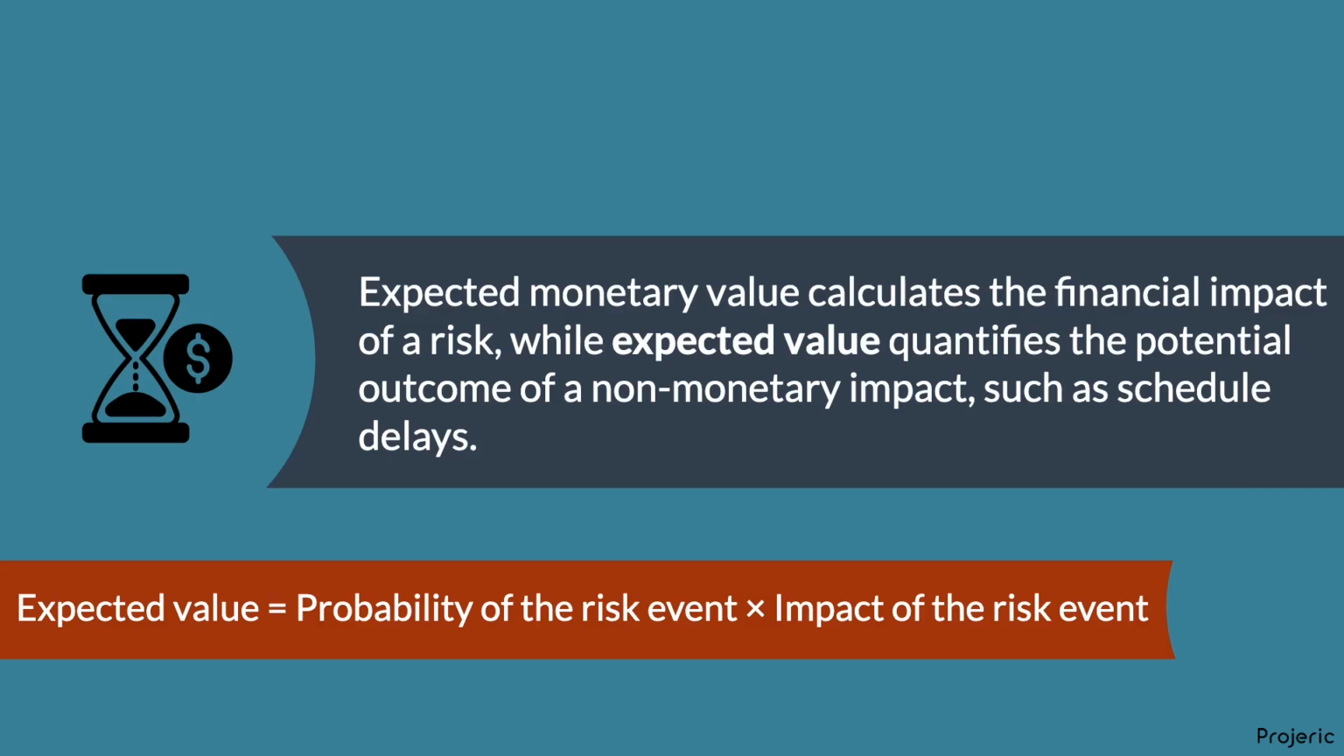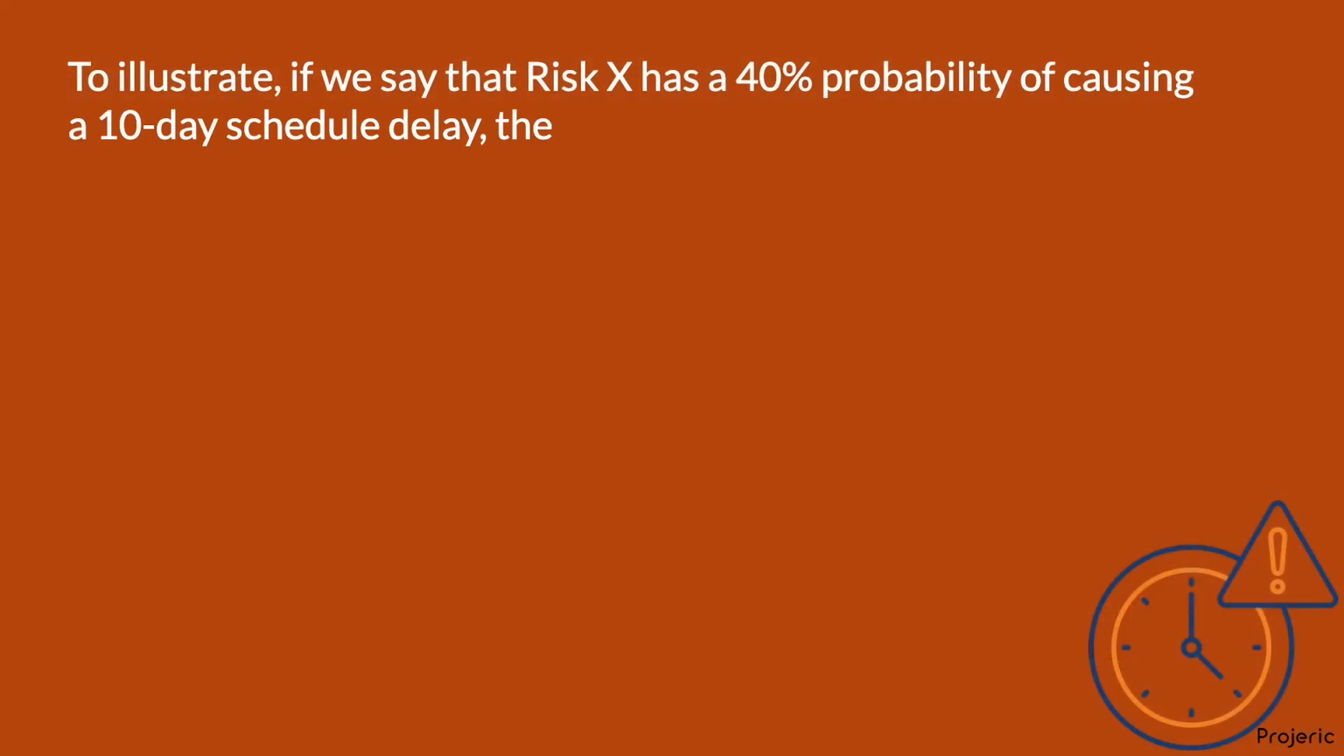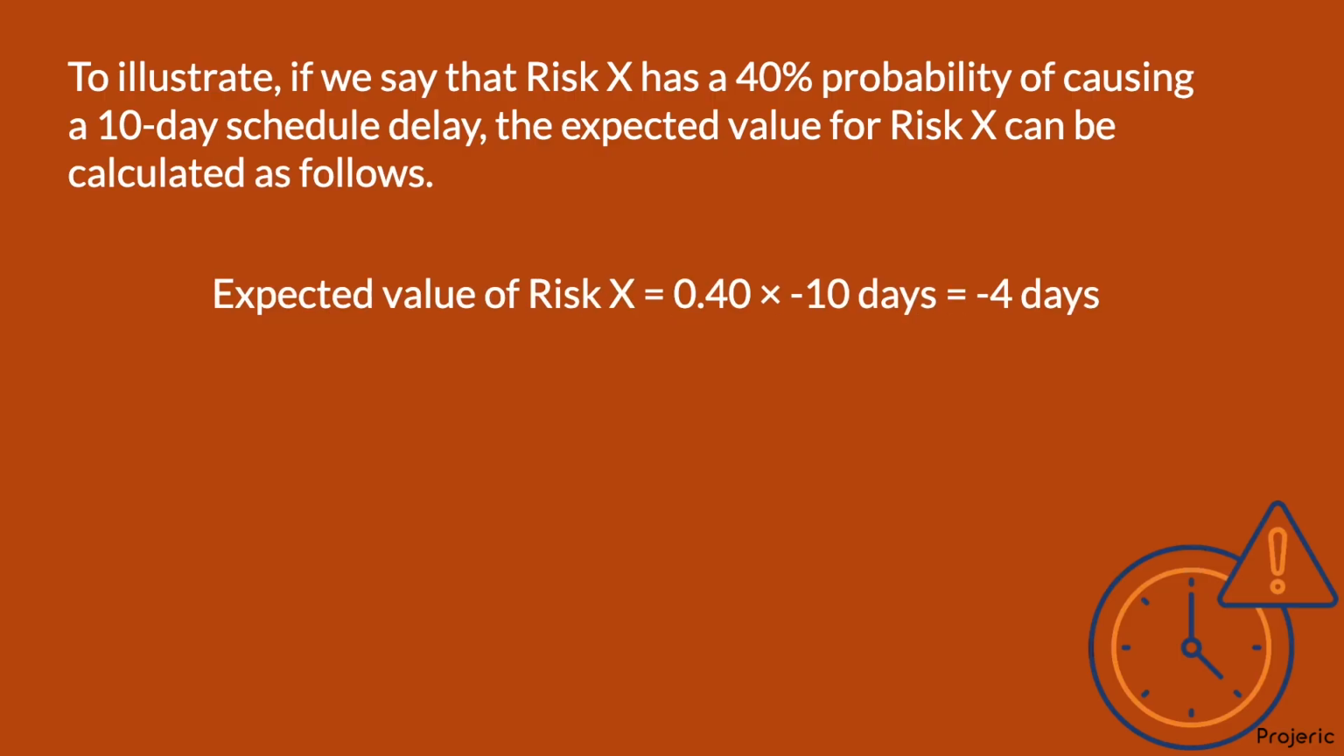Expected value equals the probability of a risk event multiplied by the impact of that risk event. To illustrate, if we say that risk X has a 40% probability of causing a 10-day schedule delay, the expected value for risk X can be calculated as follows. 0.4 times negative 10 days equals negative 4 days.